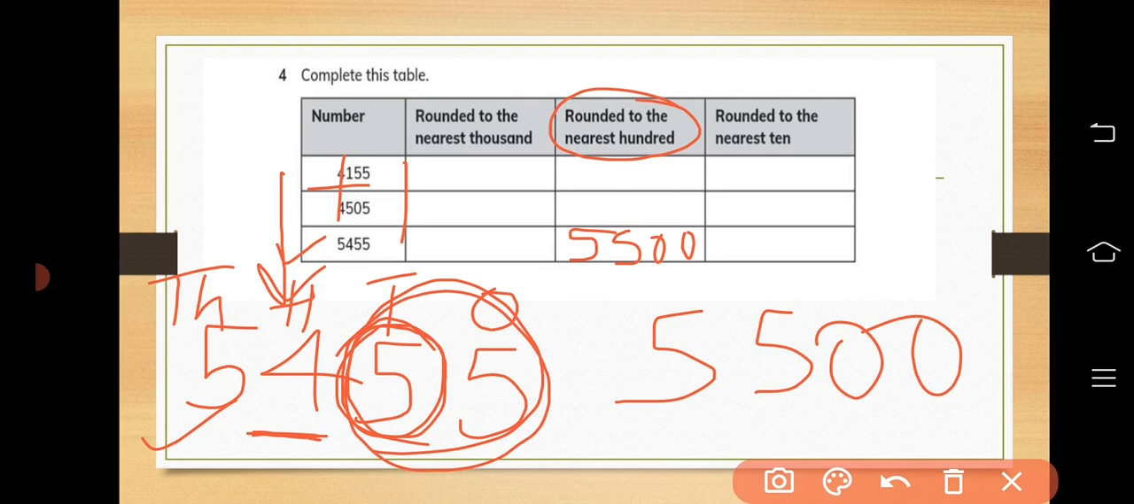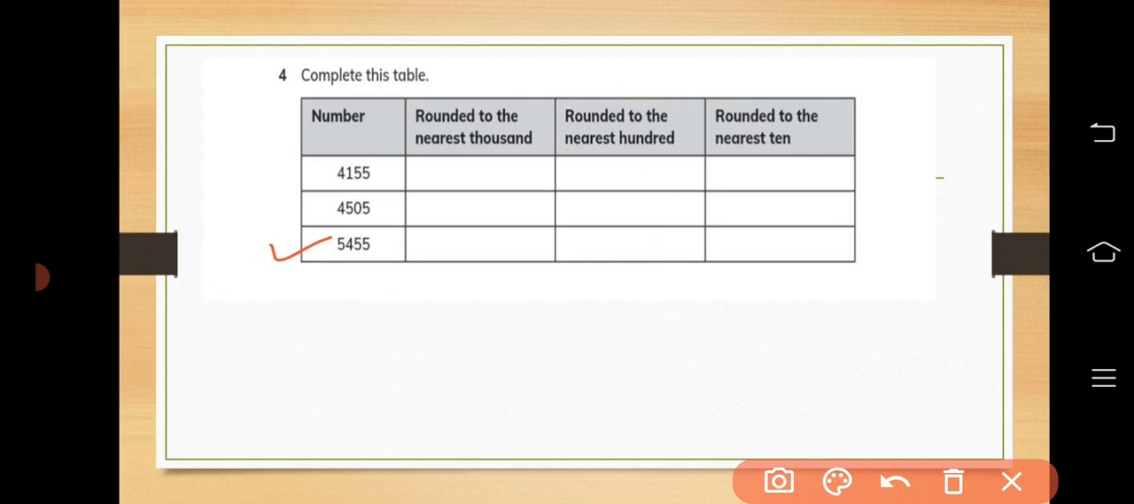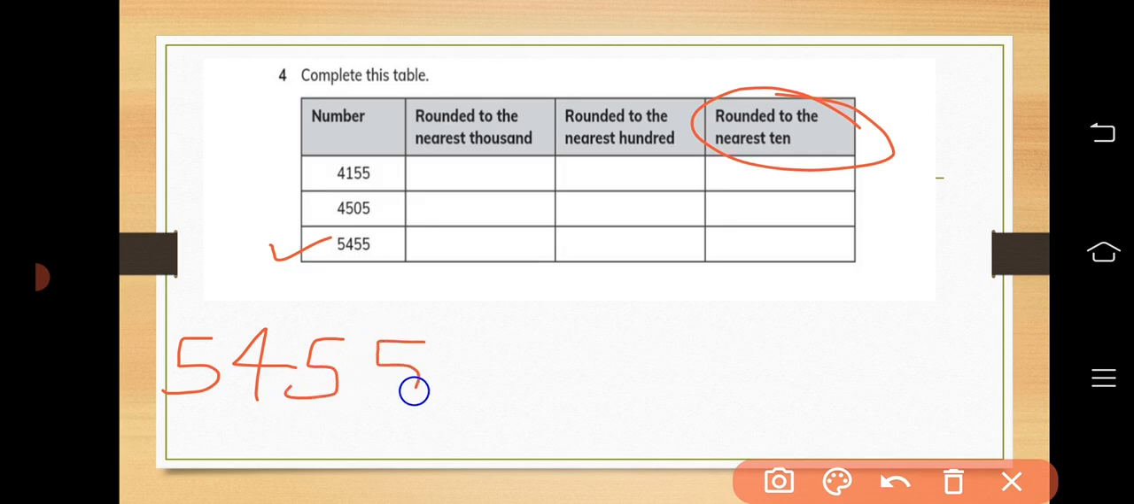Now move to the next, round it to the nearest 10. So 5455, they ask us to round it to the 10. So you have to underline this value and circle the next value. So here you see that the circled value is equal to 5.